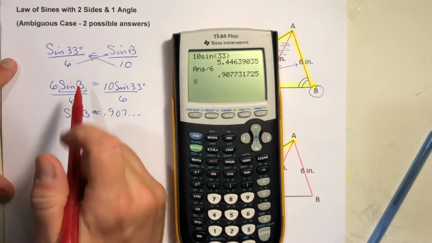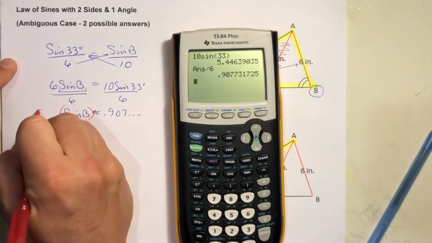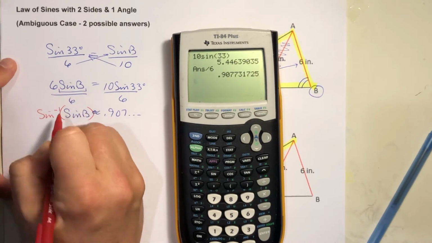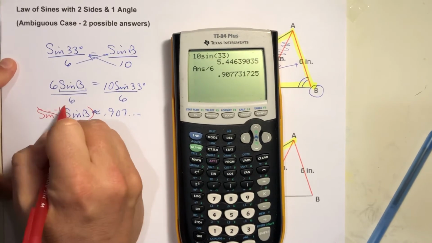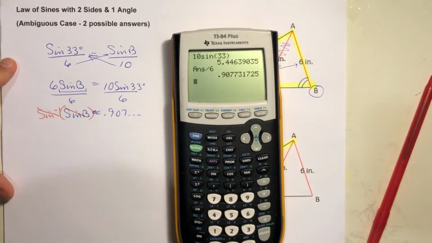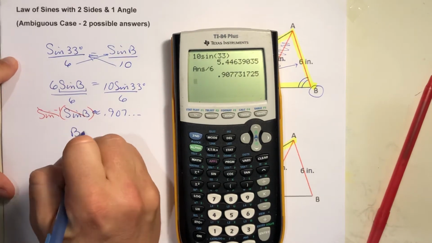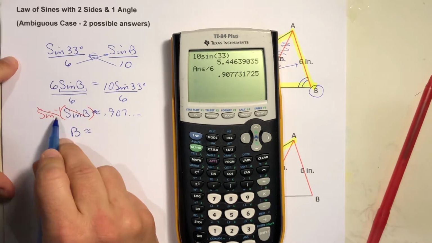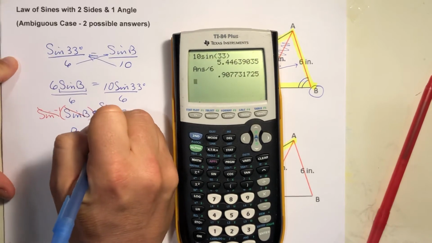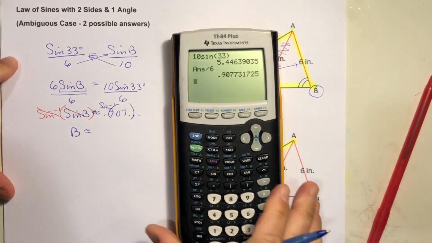So I'm going to show that. I'll use red so it looks a little different, right? So the inverse sine will cancel out the sine, leaving just B, okay? Now what we do to one side, we'll do to the other. So I'm going to write inverse sine of 0.907.